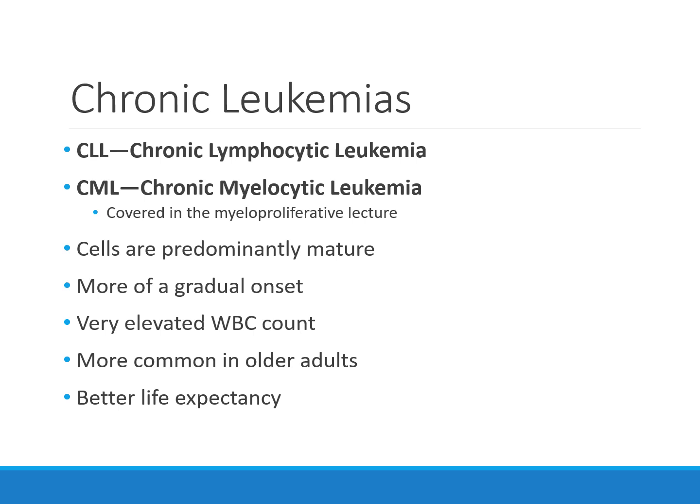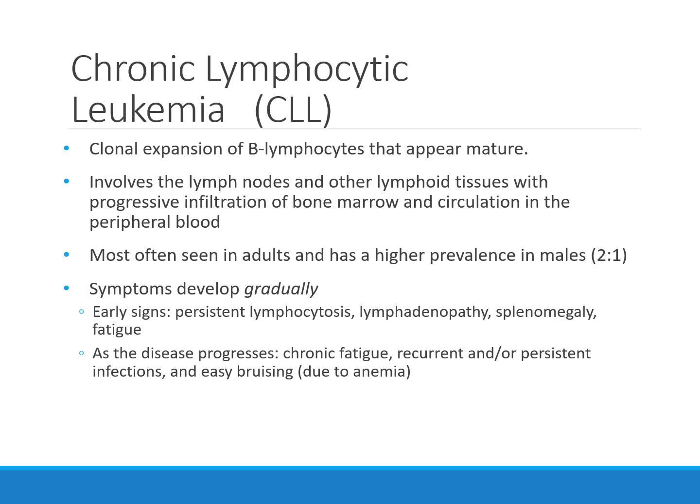This is a more common condition, so chronic leukemias are more often seen in older adults, and they tend to have a better life expectancy overall. All right. So with regard to chronic lymphocytic leukemia or CLL, essentially we're looking at a clonal expansion of B lymphocytes, and these appear mature in nature. And that is in contrast to ALL, where we have the majority of blasts or lymphoblasts present.